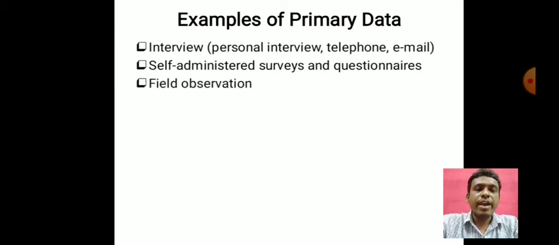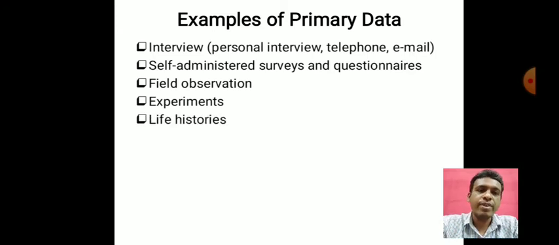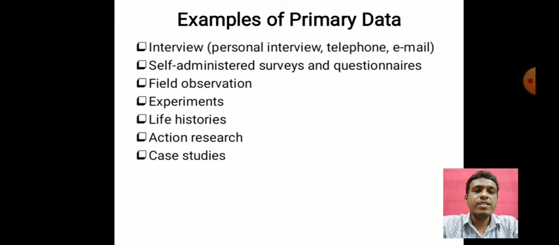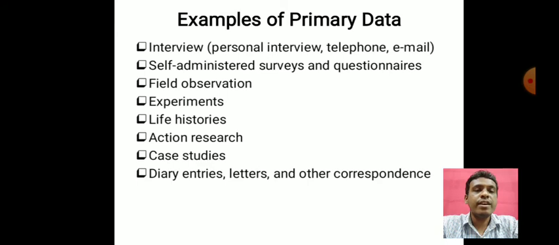Then we have field observation, where the researcher goes to the field and collects information. Then we have experiments. Generally they are done in a lab, and data is collected, or sometimes on the field also. Life histories and biographies of certain people also provide you primary data. Then action research, as we have discussed, is a very important source of primary data, because here the researcher himself will maintain a record, and that record can be used as primary data. Then case studies also can be a very good source of primary data. Here only one specific thing is studied in detail.